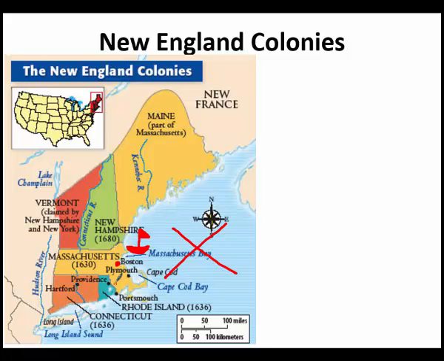And there's really not a ton of food coming out of New England. People do have their own family-sized gardens, but a lot of the food is being produced in the middle colonies, which New York was one, Pennsylvania, New Jersey.